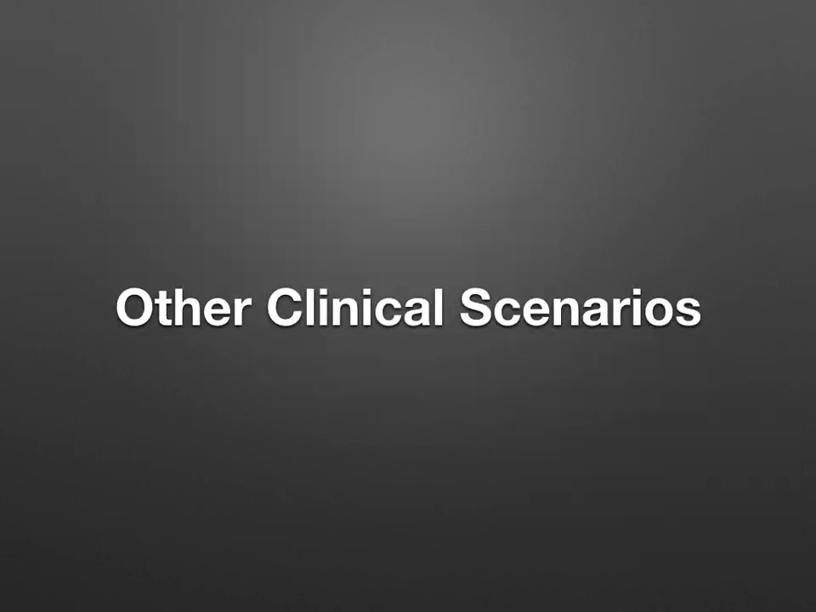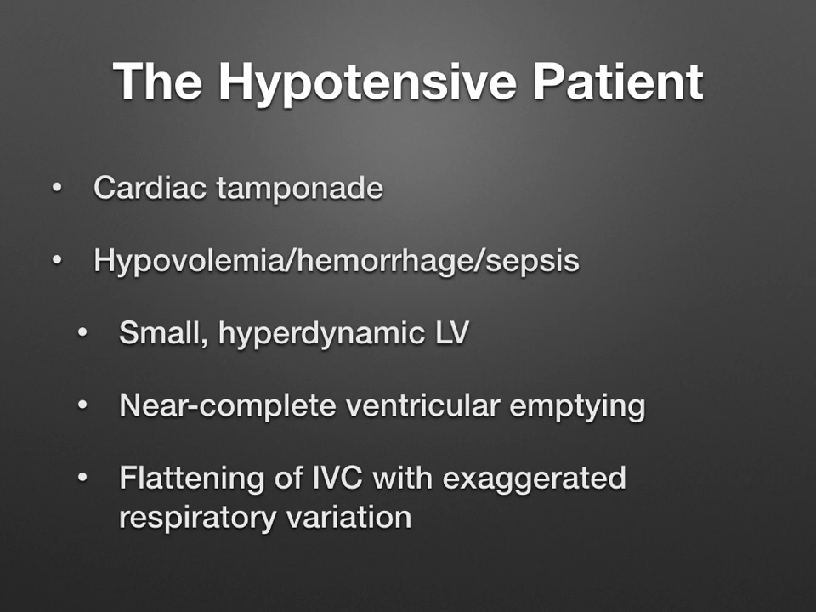What other clinical scenarios do we use echo for in the ER? So we've already talked about cardiac tamponade, but we often do echoes in patients who are hypovolemic or hemorrhaging or have sepsis, and we'll see a small hyperdynamic LV. You can see near complete ventricular emptying and flattened IVC with exaggerated respiratory variation.